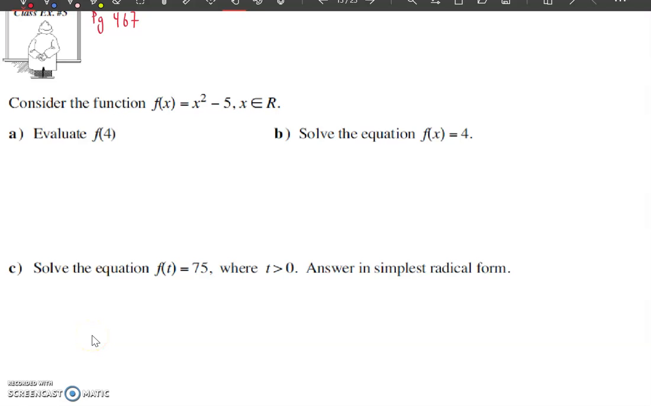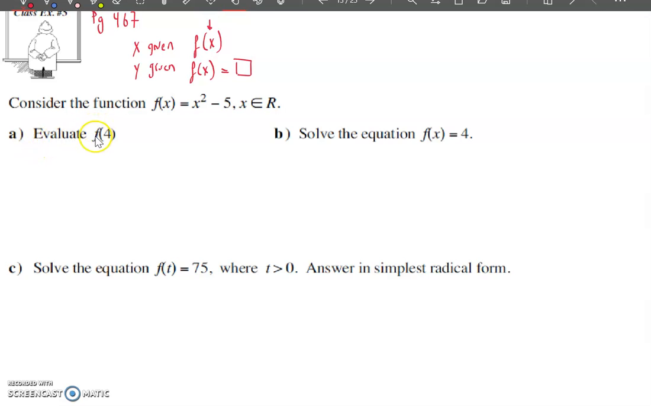Example number 5, page 467. So we're given another function. This time it's f of x equals x squared minus 5. And again, we're going to have to decide which question is giving us the x value, where x is given. Remember, it will be where the x part is given to you. And we would have to find out when y is given, and that's when it gives you that f of x is equal to a value. So remember those two things.